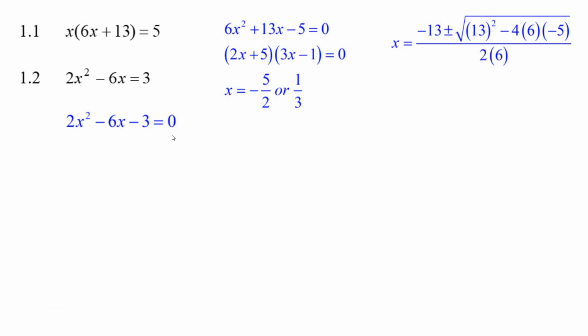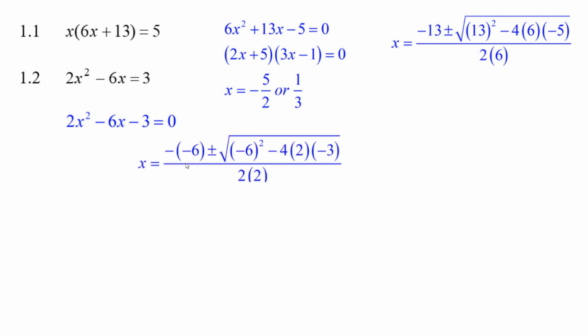Now this one, you can kind of tell by the marks. You had to subtract 3 to make this work. A is 2, b is minus 6, and c is minus 3, and you stuff them in the quadratic formula. So it's negative b plus or minus the square root of b squared minus 4ac, divided by 2a.